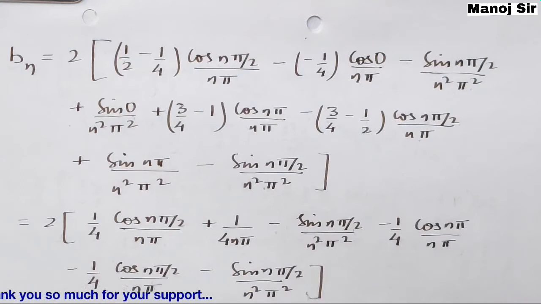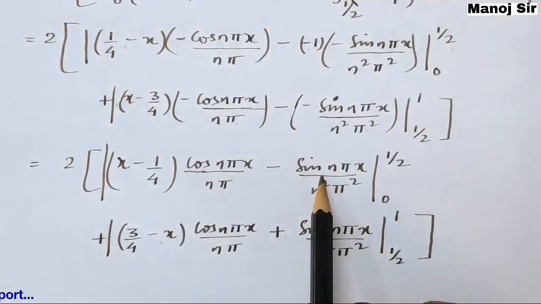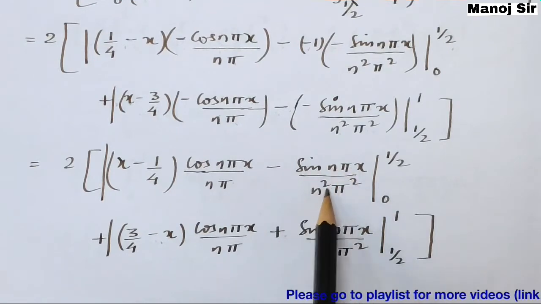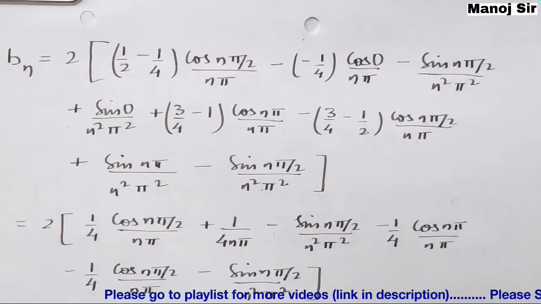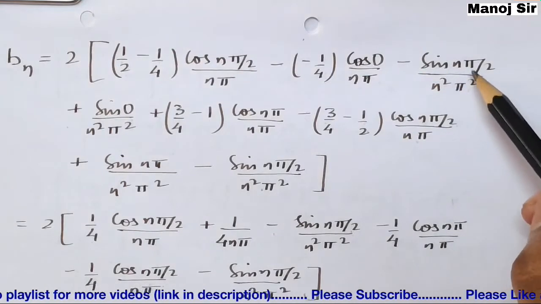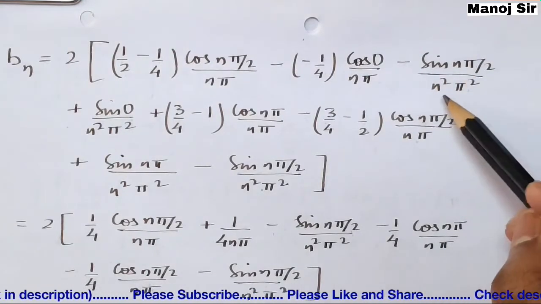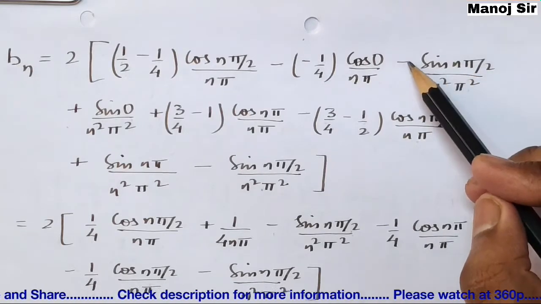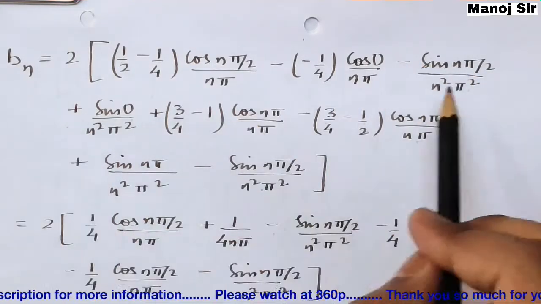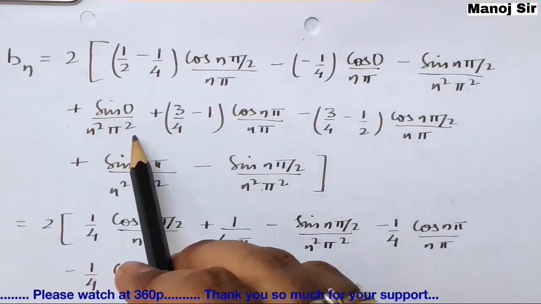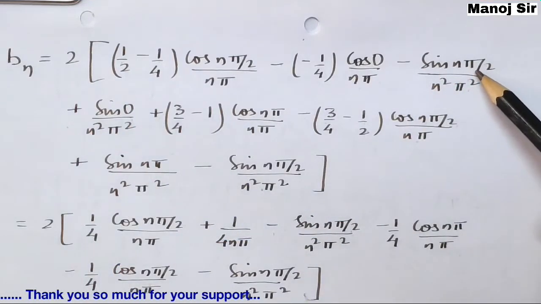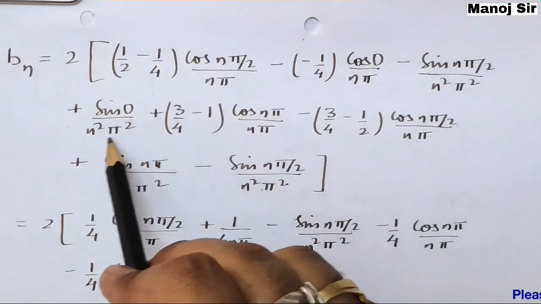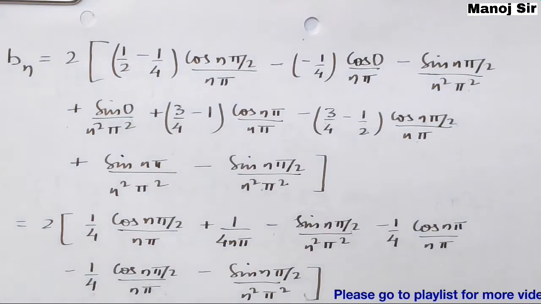Now we'll come to the second part. Here again you can see, if you put the upper limit, this is going to be minus of sine n pi by 2 upon n square pi square. Now if you put the lower limit, that is 0, upper limit is negative, so lower limit will be positive. This will become sine 0 upon n square pi square, because in the lower limit we are putting x equal to 0. So the first part is over.